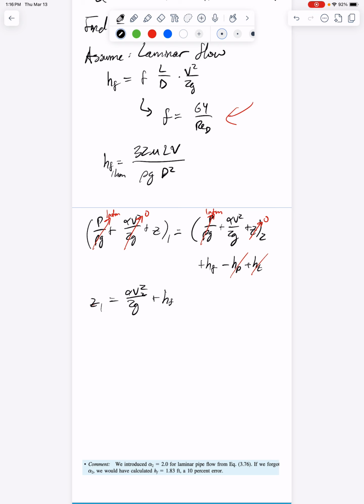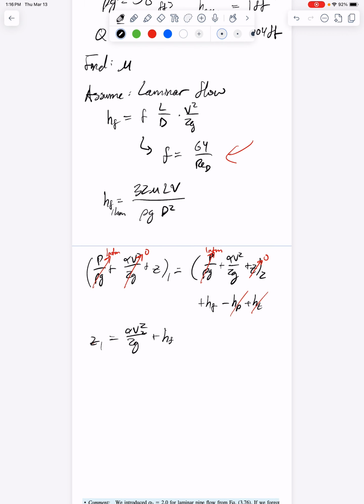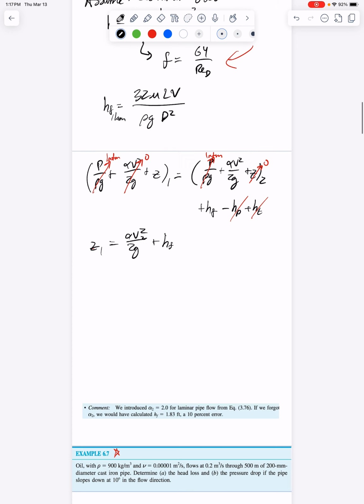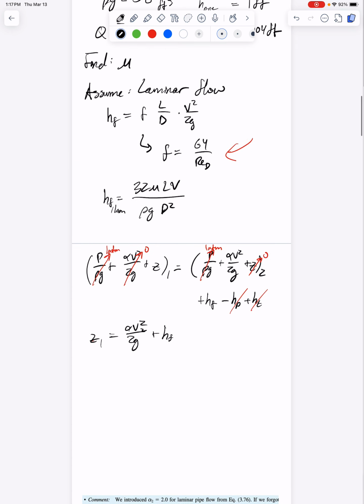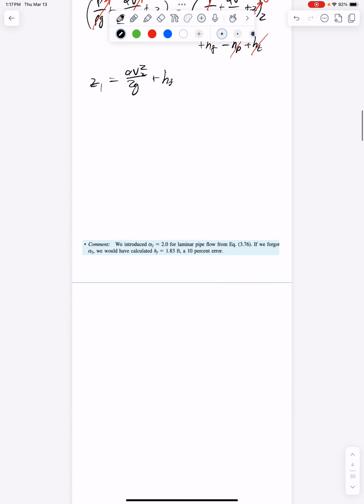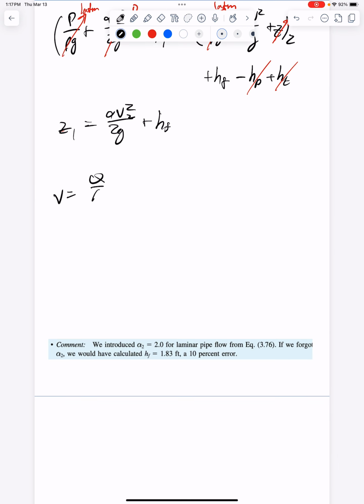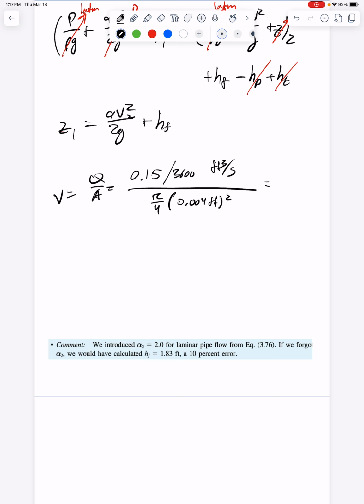But in terms of V, which is the velocity of fluid going out, we're given the volumetric flow rate. Obviously that's the flow rate exiting our system. With the cross-sectional area, we can solve for velocity. I'll probably need another page for that. So V is Q over A. Q is 1.15, and I'm going to divide by this to get cubic feet per second. Divide by area, pi over 4 times diameter, 0.004 feet squared. This would give me a velocity of 3.316 feet per second.